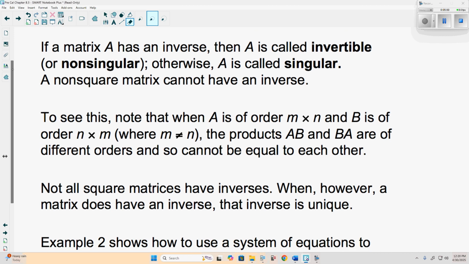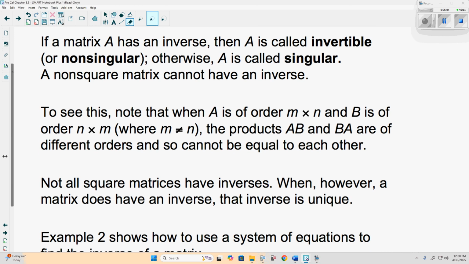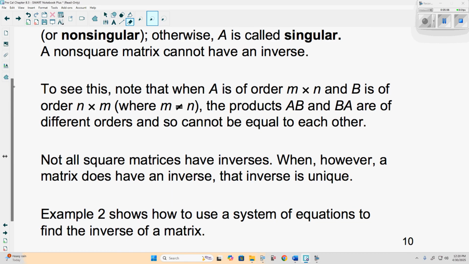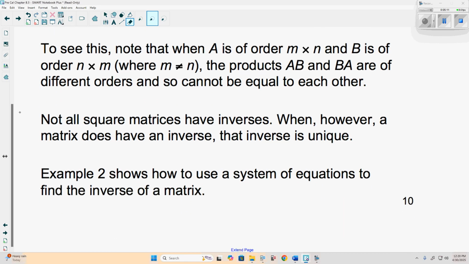All right. Find the inverse of a matrix. If a matrix has an inverse, it is called invertible or non-singular. If it doesn't have an inverse, it is called singular. Not all square matrices have inverses. However, if a matrix does have an inverse, that inverse is unique.